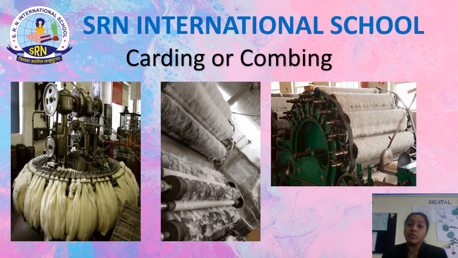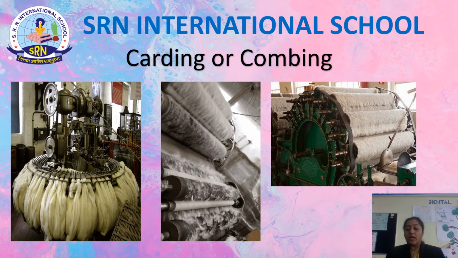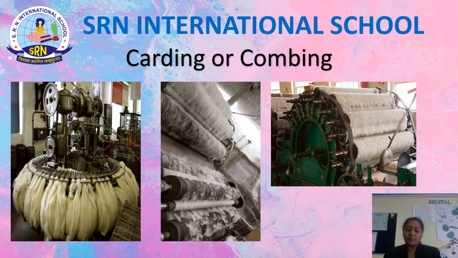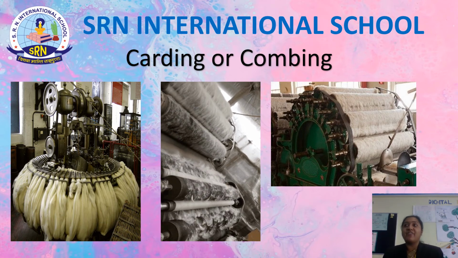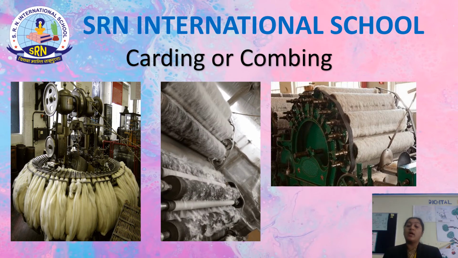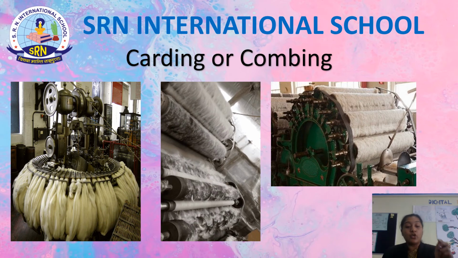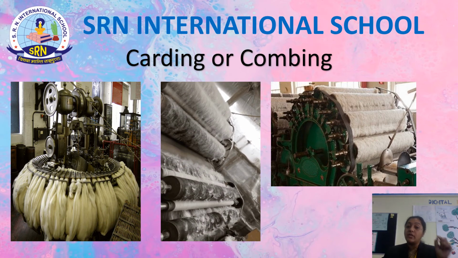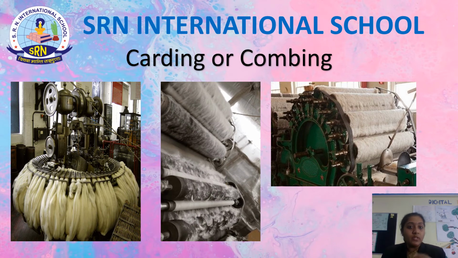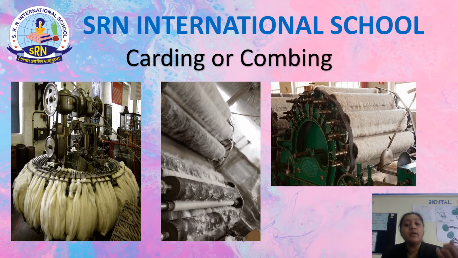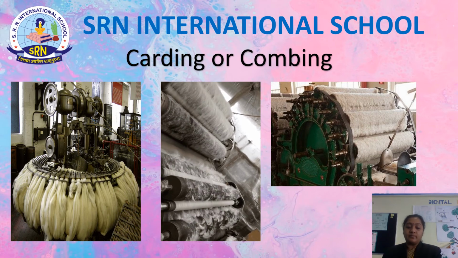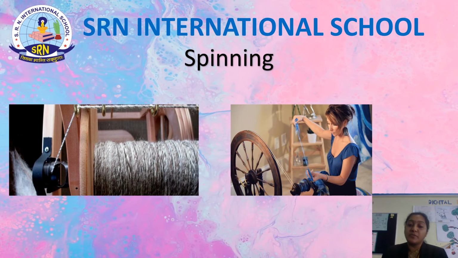Now we come on to the process of carding or combing. After sorting or grading the fleece, this process comes. The fibers are sorted and they are untangled. They are passed through the rollers. The rollers are covered with fine sheets of cloth that have thin wire-like teeth. So they card, they comb or they untangle the fiber that has been sorted. The next process is spinning.